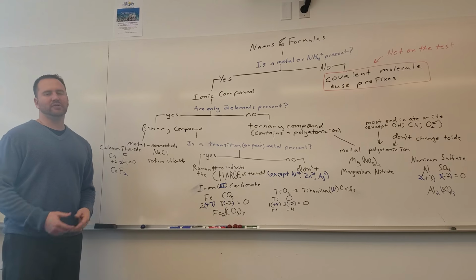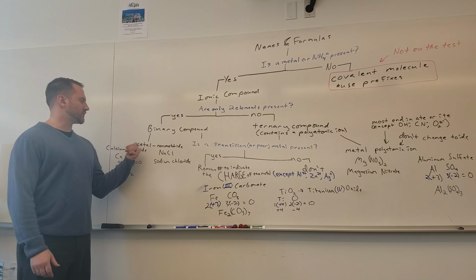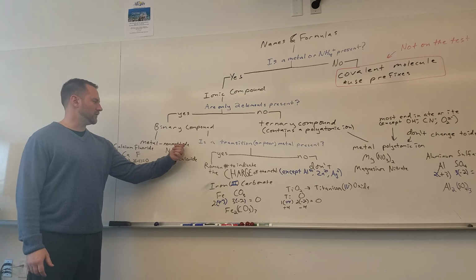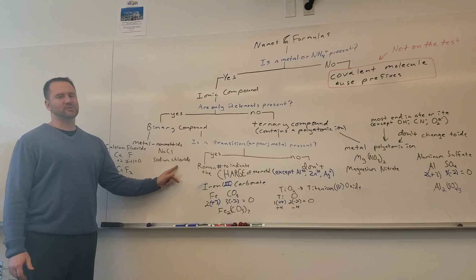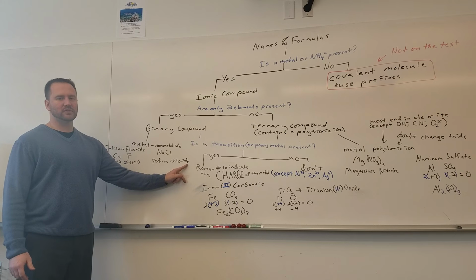If you're given the formula, it's really simple to write the names for these. You just write the name of the metal, then the nonmetal, and then ide. So like sodium chloride. Typically it's just one syllable before changing the ending with these.